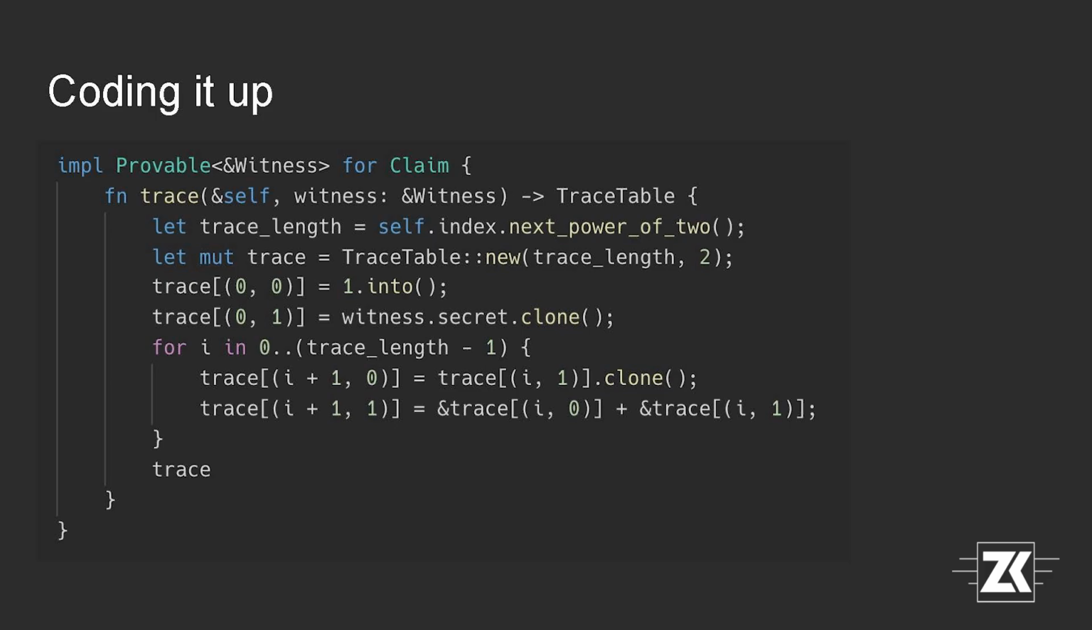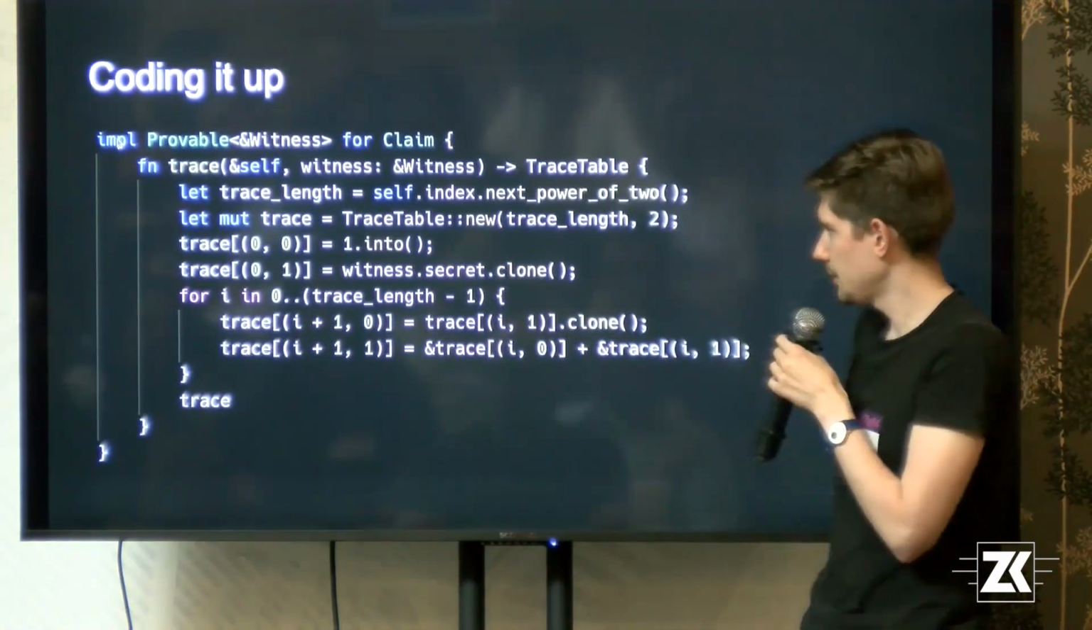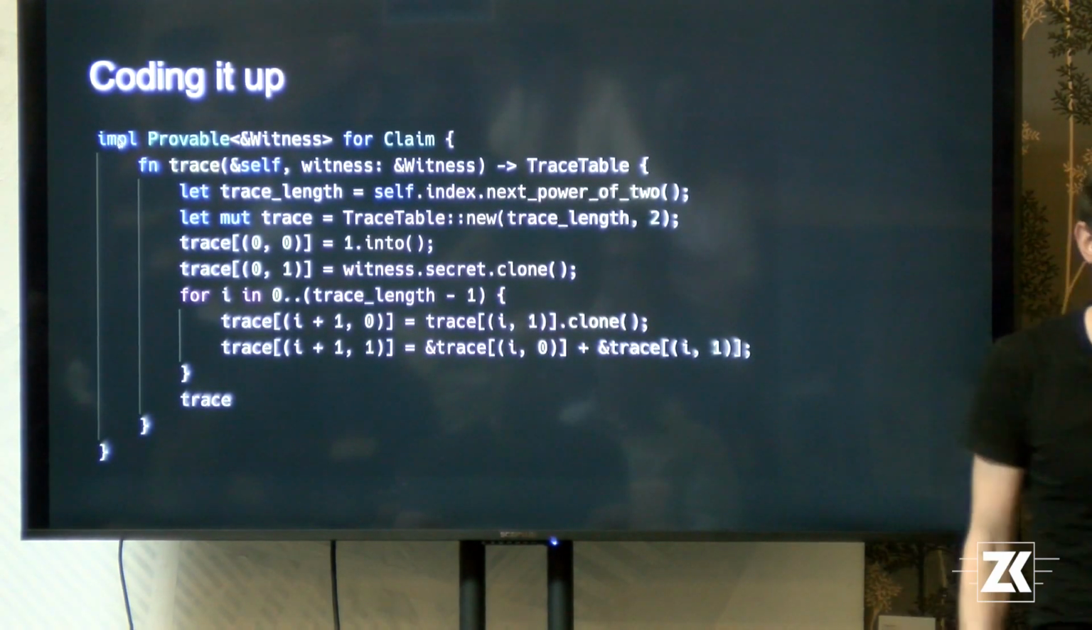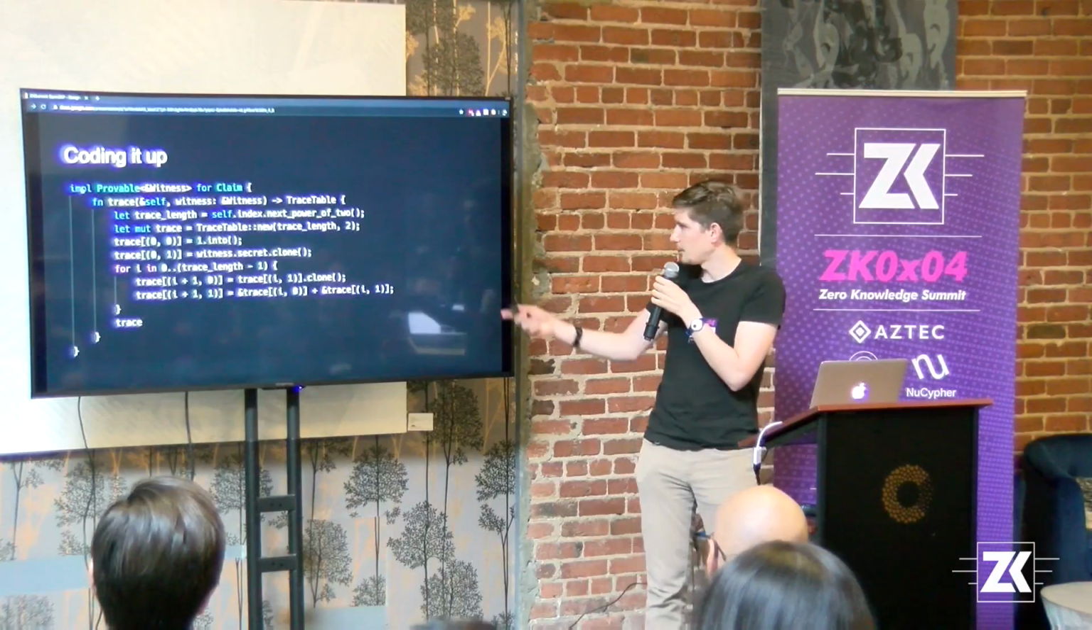We initialize the first row to the values that we want. We iterate through the remainder of the rows and basically just execute our Fibonacci algorithm as you would, and return the trace.